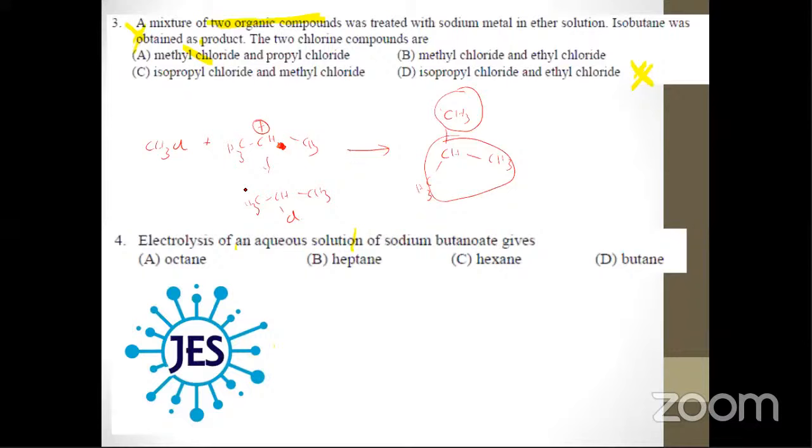Okay. Which options are correct? Chloromethane or methyl chloride. Yes. And isopropyl chloride, the reactant. Isopropyl chloride, as you all can see. Check this.